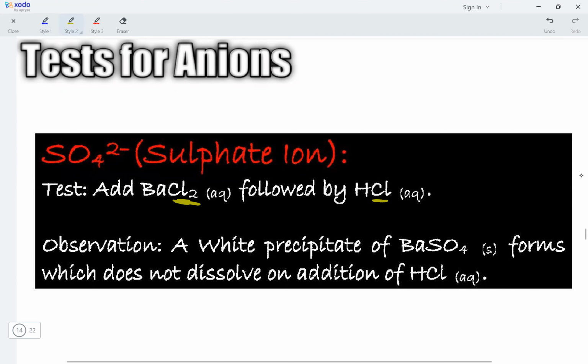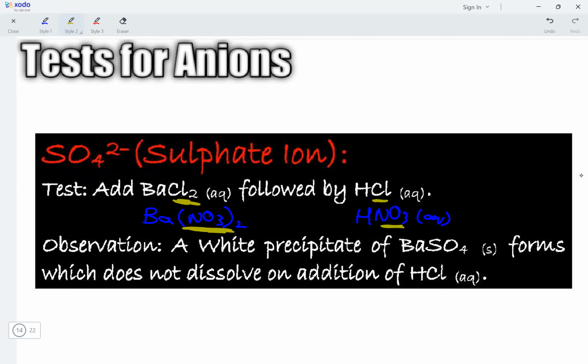Or another test can be performed in which we add barium nitrate. And since the anion in this reagent is nitrate, we will follow it up by the addition of aqueous HNO3, nitric acid. So there are two ways of testing for sulfates: barium chloride followed by HCl, or barium nitrate followed by nitric acid. Both of them will give the same result.